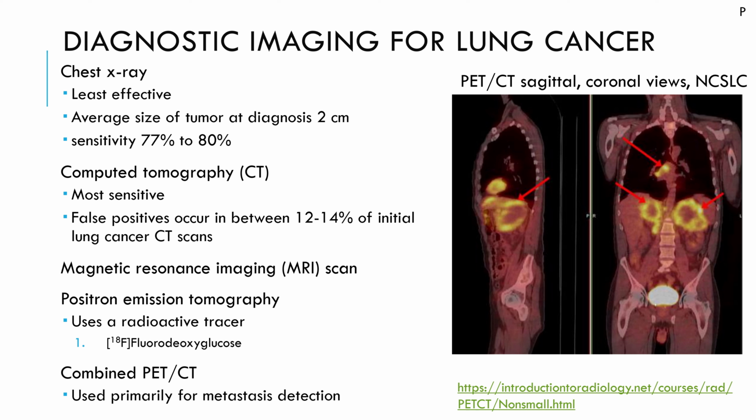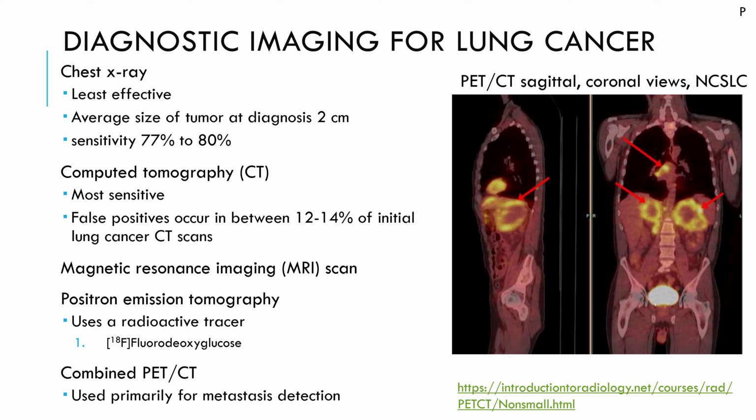Its sensitivity is moderate, but it is still widely used because it's cheap and easy. Computerized tomography is the most sensitive technique. It does have false positive values that are low, at least on the initial screens. Magnetic resonance imaging, MRI, is also used, and so is positron emission tomography.